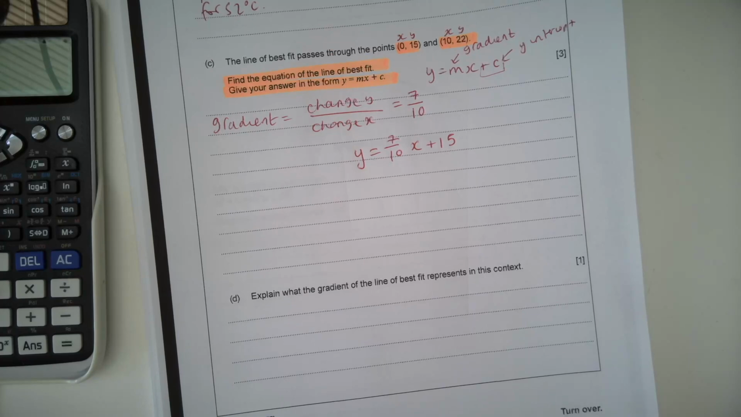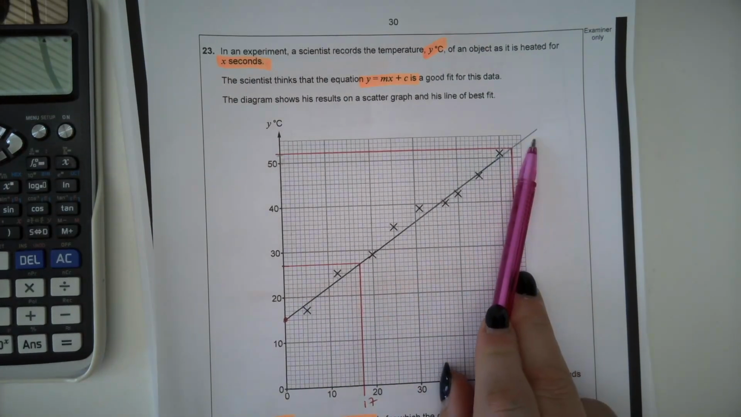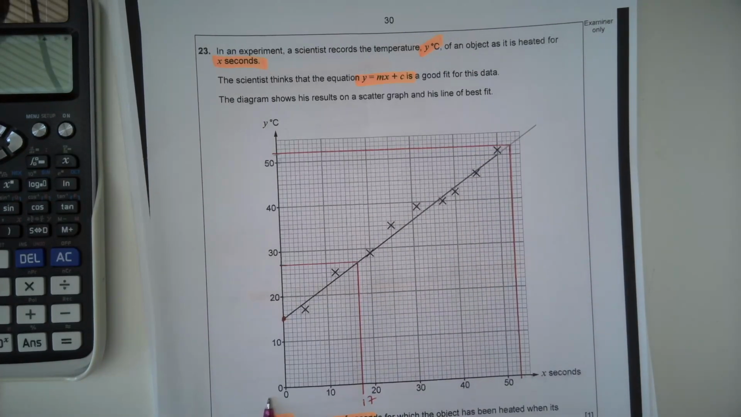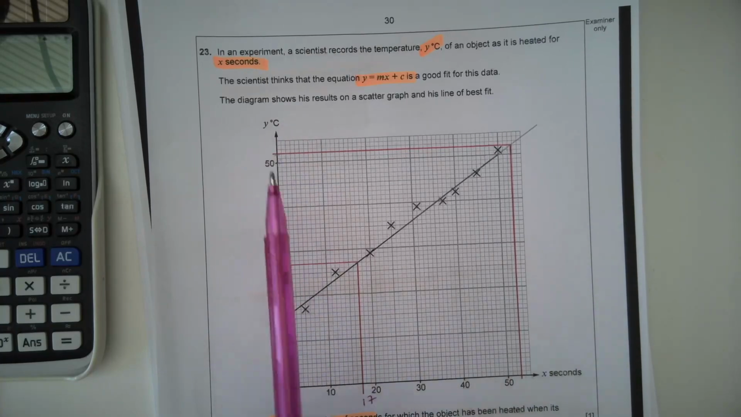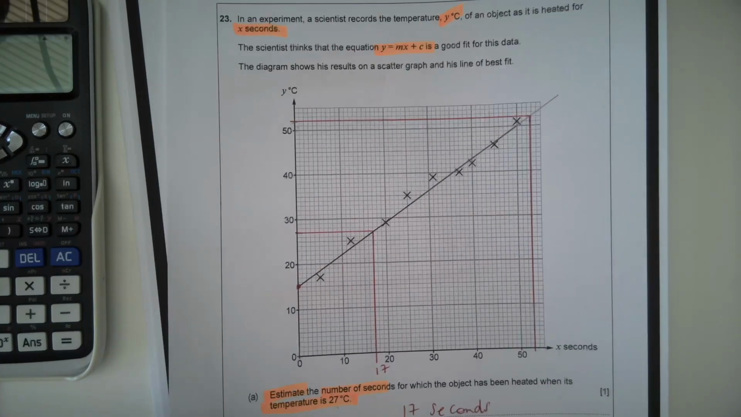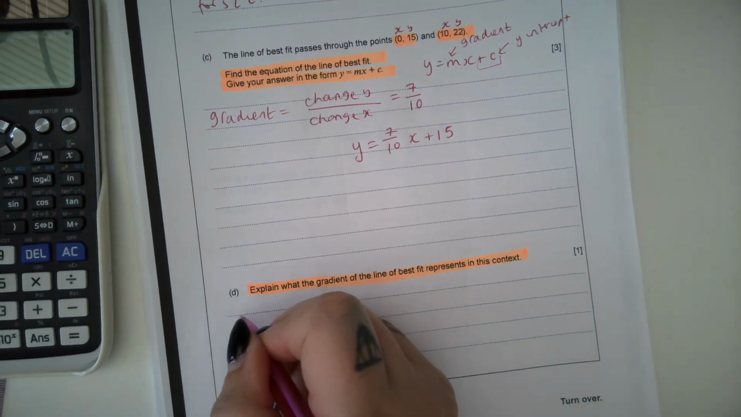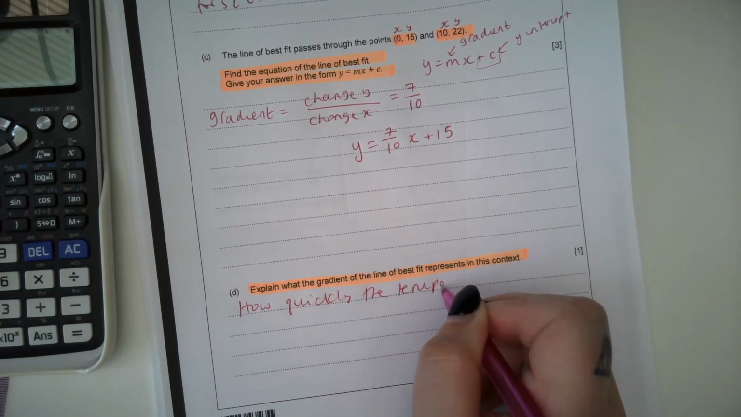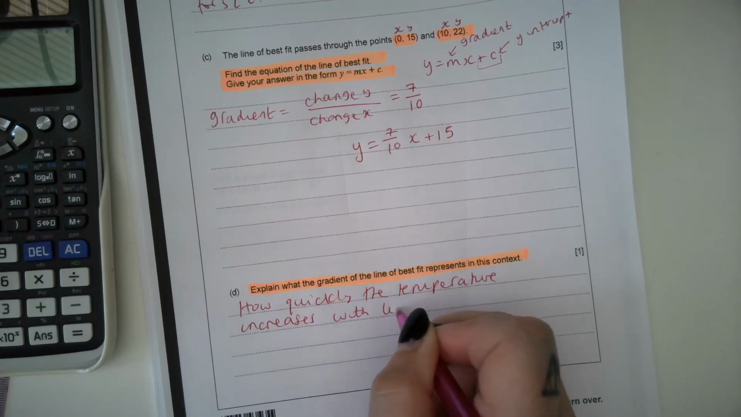Part D, explain what the gradient of the line of best fit represents in this context. So the gradient is the slope, and the slope of the line of best fit is telling us the relationship between the time that's passed and the temperature. So the time it's heated for and the temperature. So it's telling us the rate of increase in the temperature, guys, or how quickly the temperature increases with time.